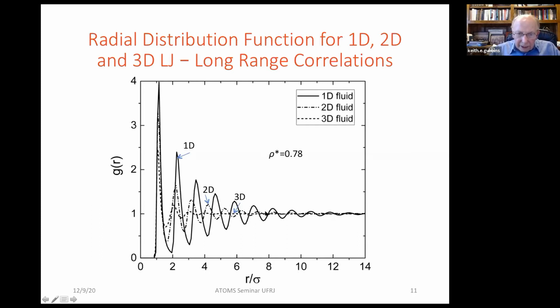But in 2D, it goes out quite a lot further, to maybe 10 molecular diameters. In 1D, it goes out even longer, beyond 14 molecular diameters. These conditions are high density. We're not near a critical point. These are just normal, everyday fluctuations. So this is the longer range fluctuations that I was talking about in the beginning.